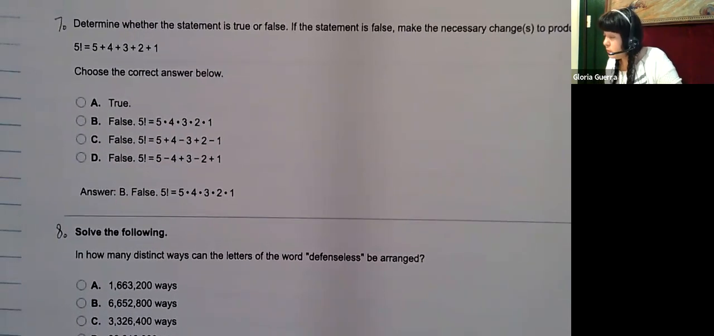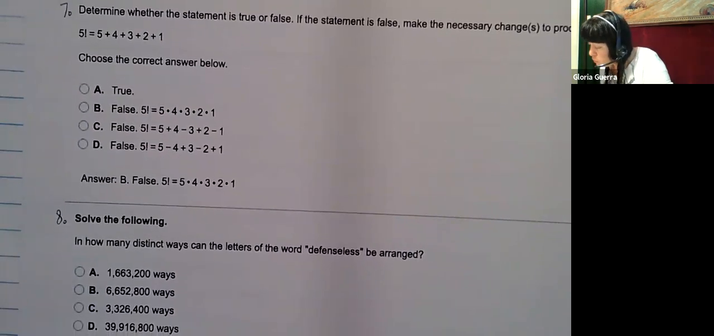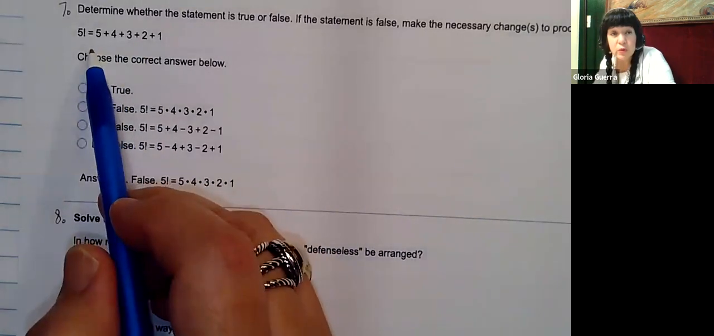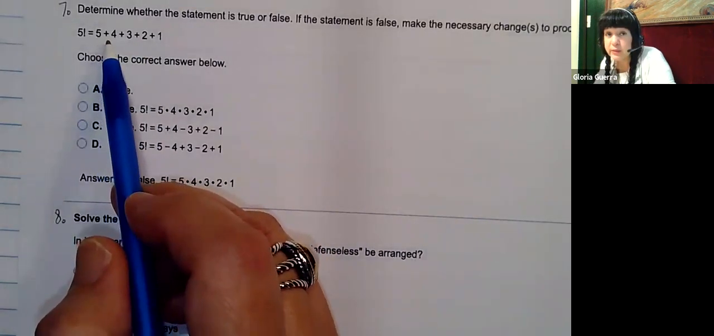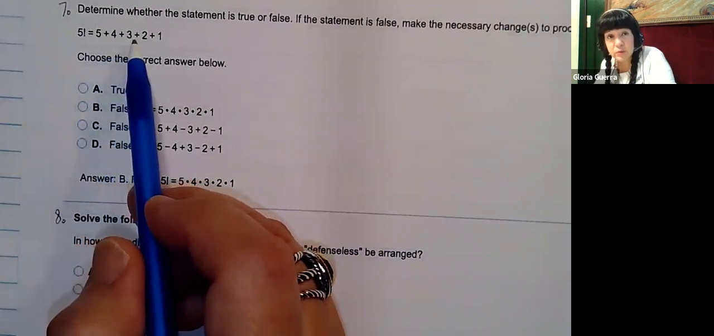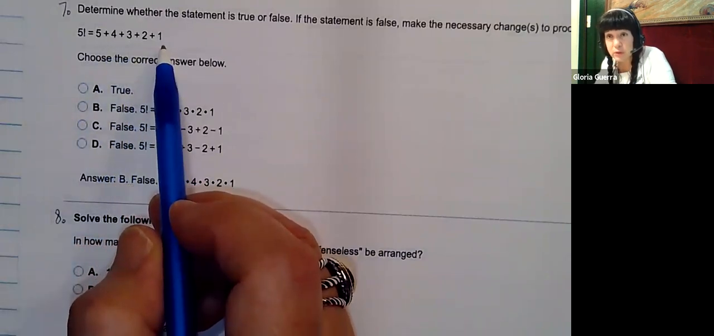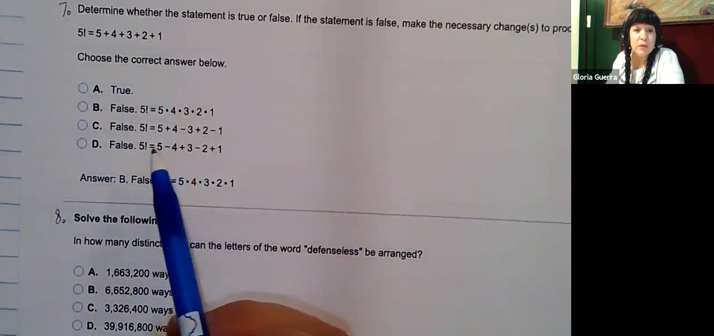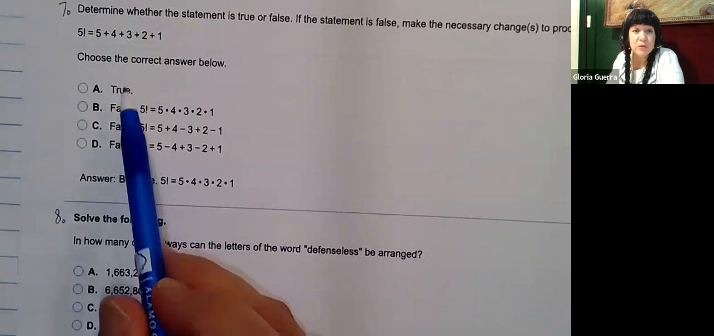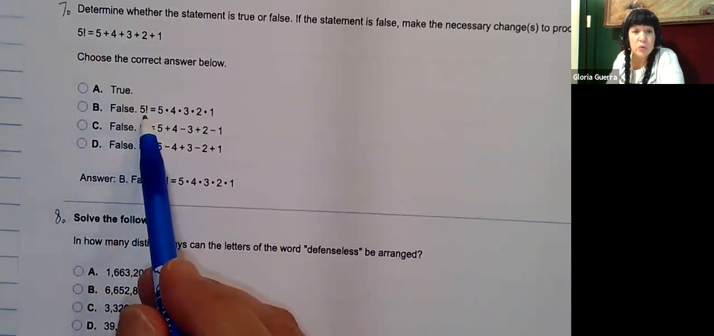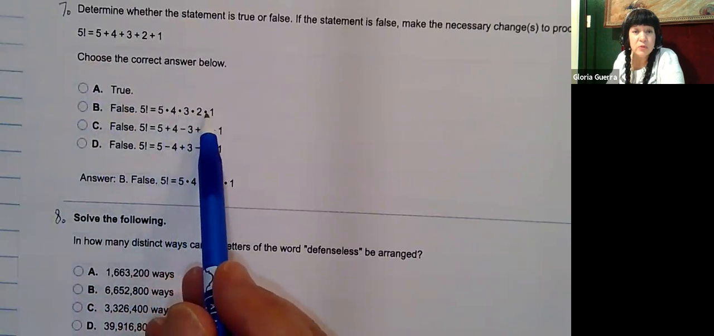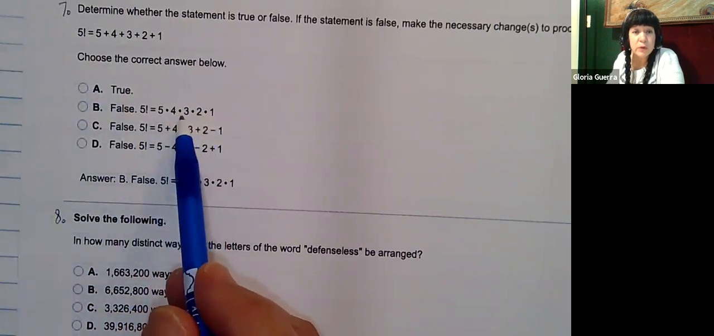Okay, so 7. Determine whether the statement is true or false. Okay, so 5 factorial is equal to 5 plus 4 plus 3 plus 2 plus 1. No, that's not correct. Factorial is a product, so it is choice B. So this is false, and it is choice B. 5 times 4 times 3 times 2 times 1.